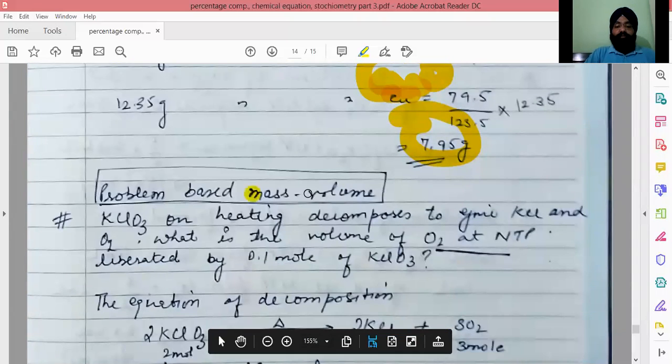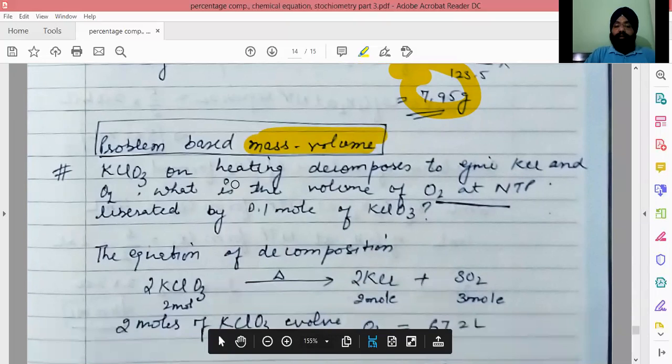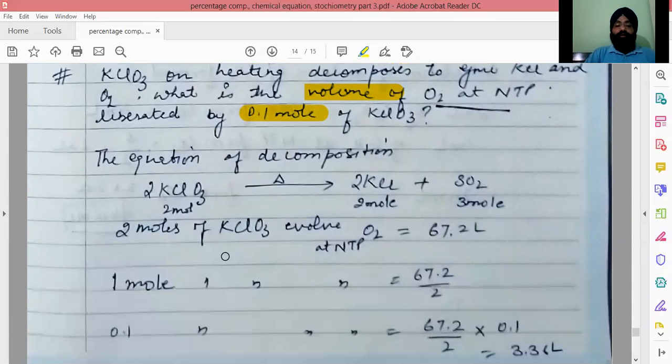Now, problems based on mass-volume. Potassium chlorate on heating decomposes to give potassium chloride and oxygen. What volume of oxygen at NTP is liberated by 0.1 mole of potassium chlorate? The balanced equation for this change is 2KClO3 gives 2KCl plus 3O2.